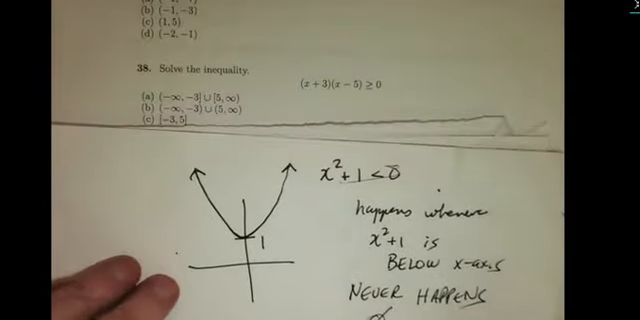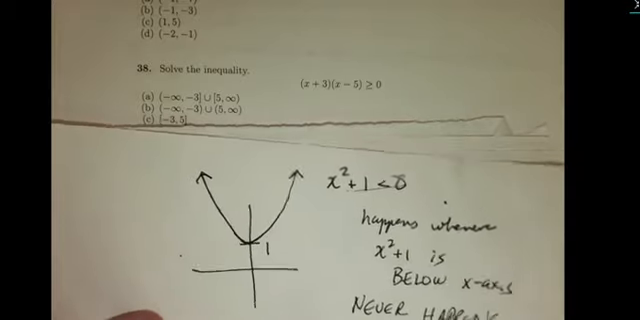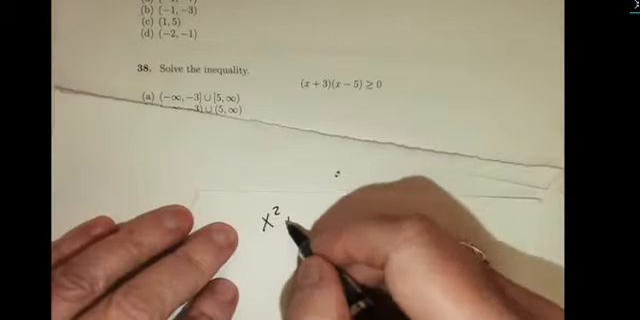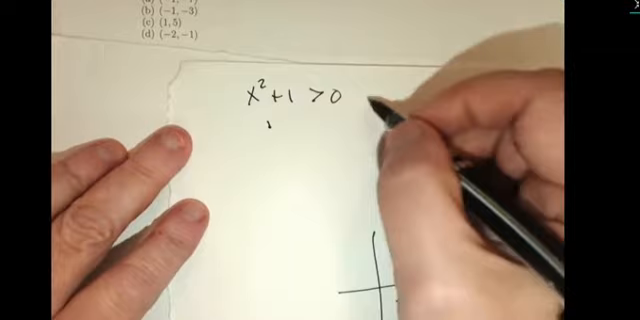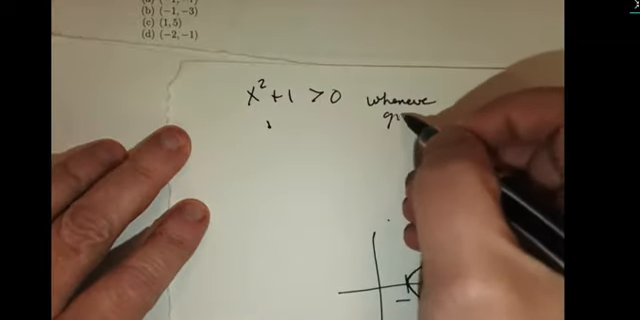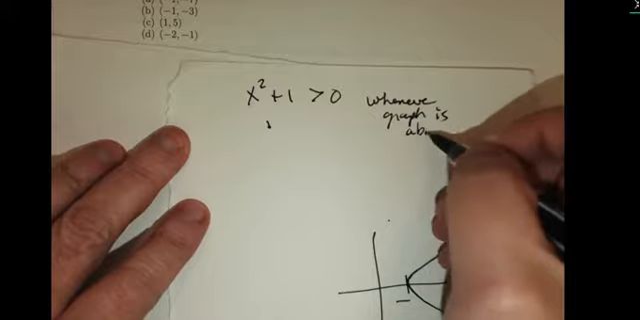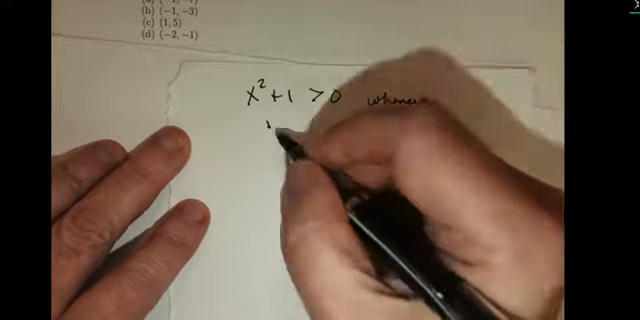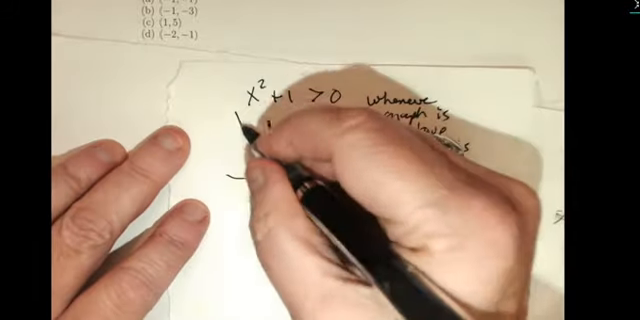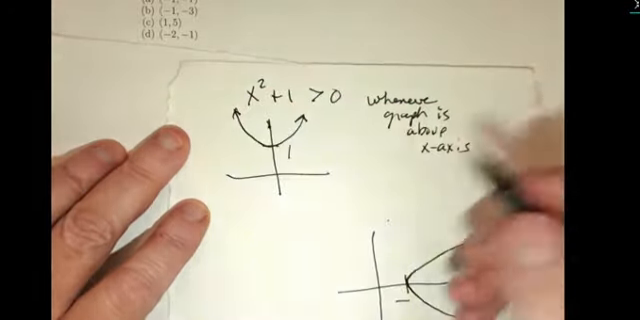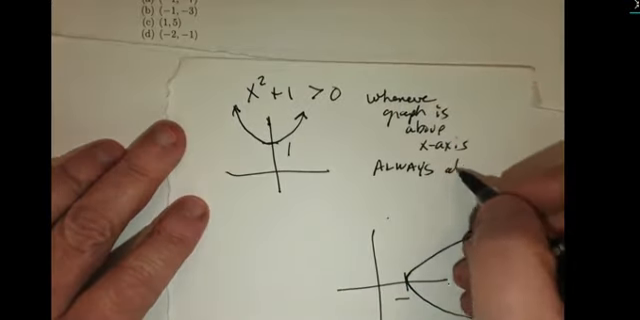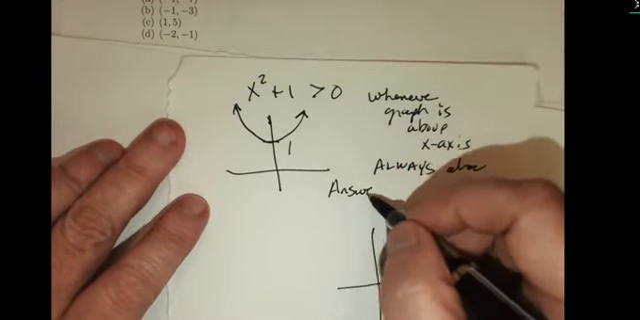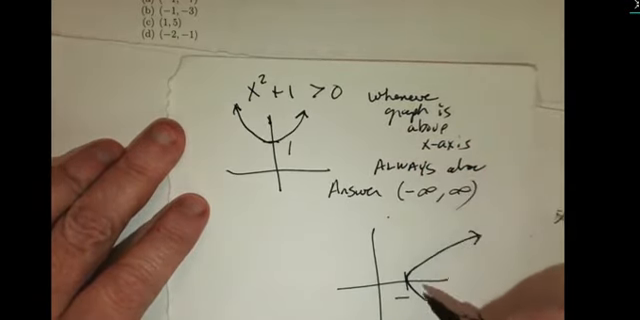Okay, so if they had wanted to know where does that happen? That happens whenever the graph is above the x-axis. And we can see that the graph of that is always above the x-axis. So it happens at every x value. So the answer would have been, well, any real number. Okay. So if that arrow had been turned the other way, we would have gotten that other answer.